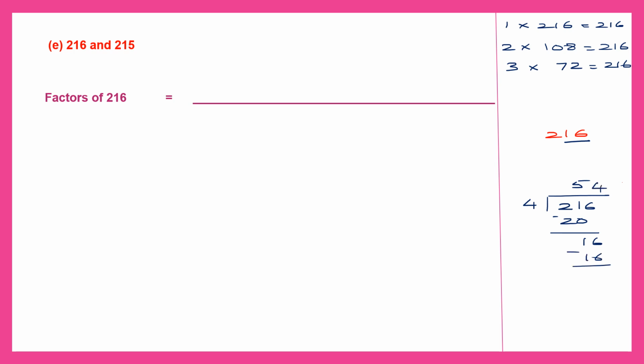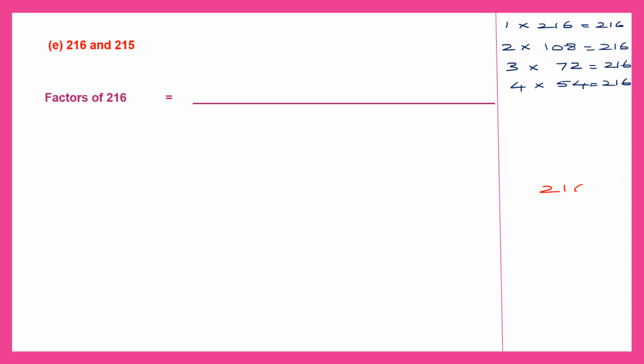So we found that 4 into 54. Okay, let's write it down. 4 into 54 will give us 216. Is the number 216 divisible by 5? It's not divisible, is it? Because the digit in the ones place should be 0 or 5 if it has to be divisible by 5. So this is not divisible by 5.